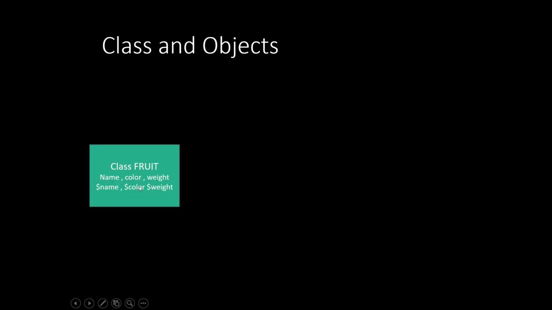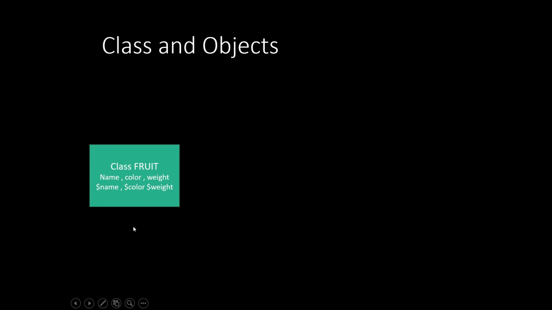We have a class whose name is fruit, and each class contains different properties. For example, the class fruit has the name of the fruit, the color of the fruit, the weight of the fruit. And as we use PHP as a programming language, we declare the variables name, color and weight to hold the values of these properties. So this is the class fruit.